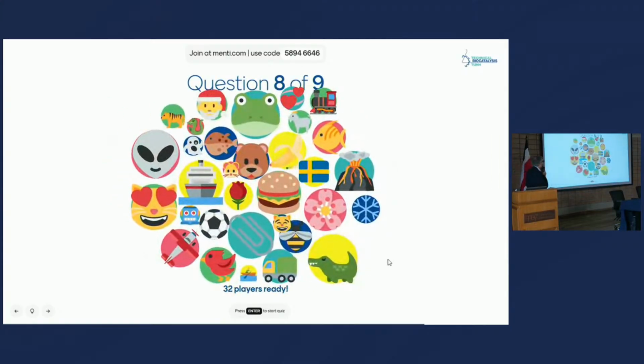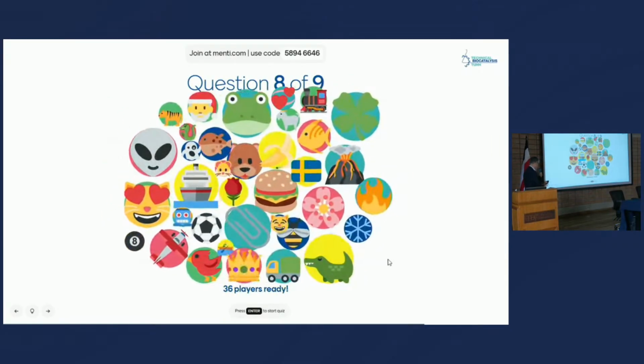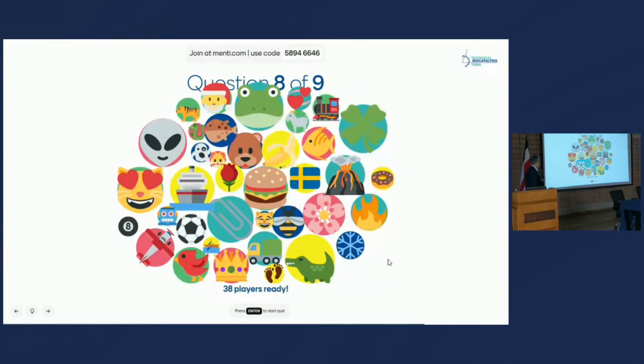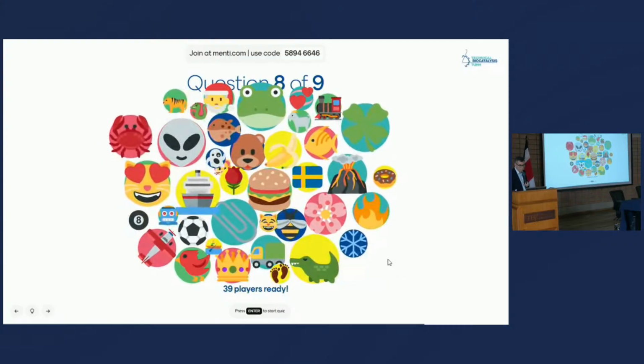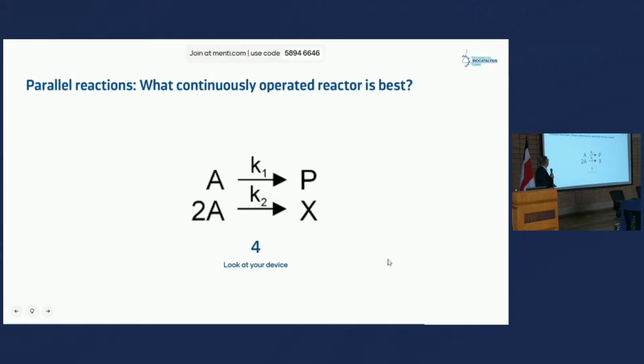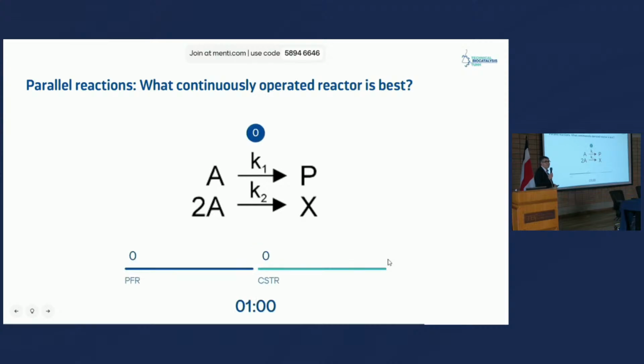Last question, almost the last question coming up. Around 40 we had before. So in this parallel reaction, what continuously operated reactor is the best one you can choose? Which gives the highest selectivity and yield? Is this the plug flow or the CSTR? Feel free to discuss with your neighbors.